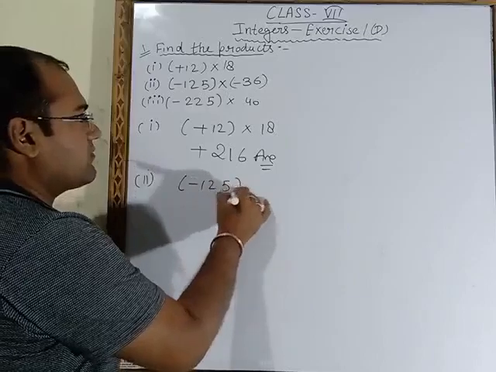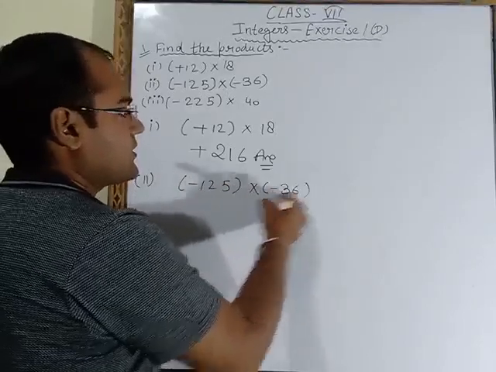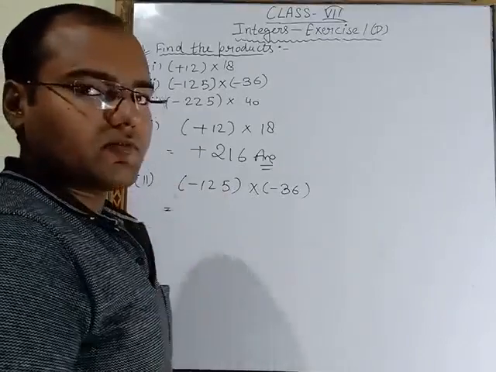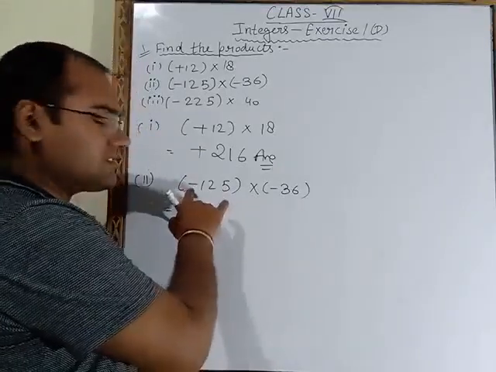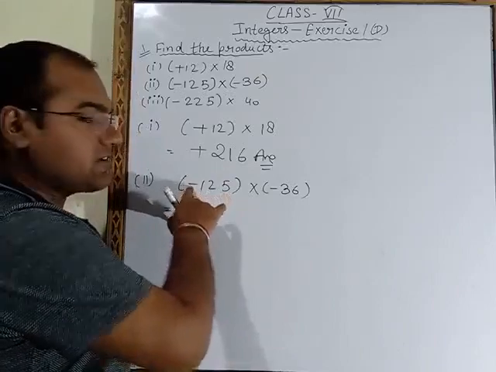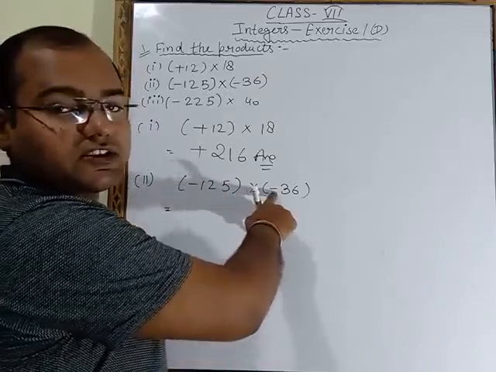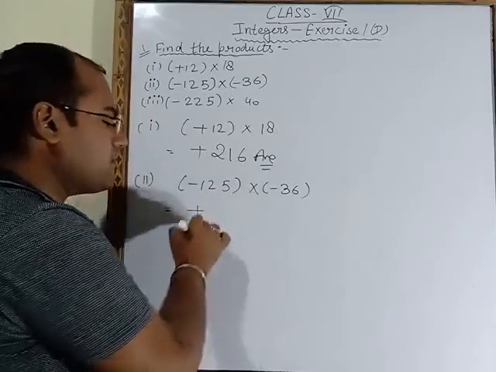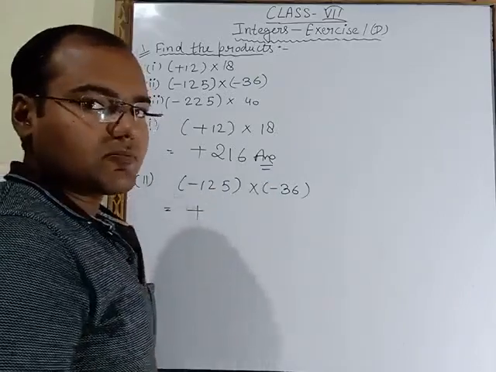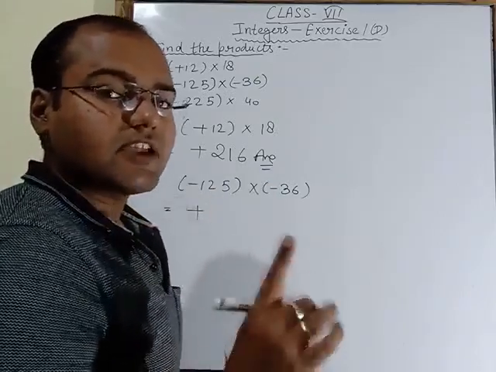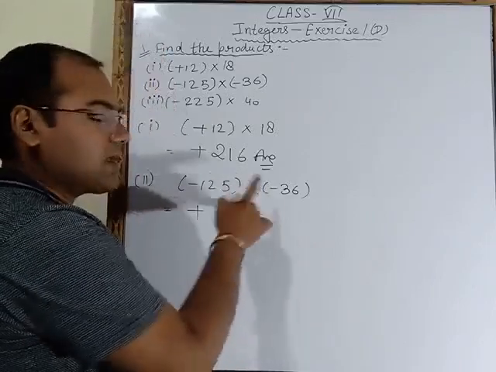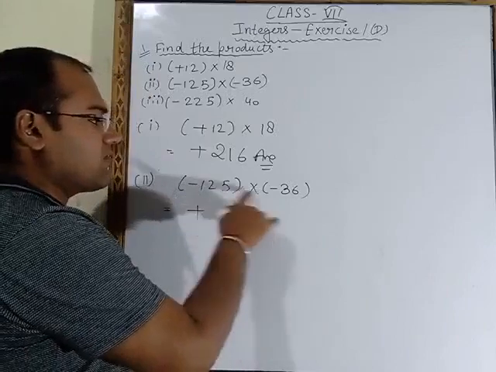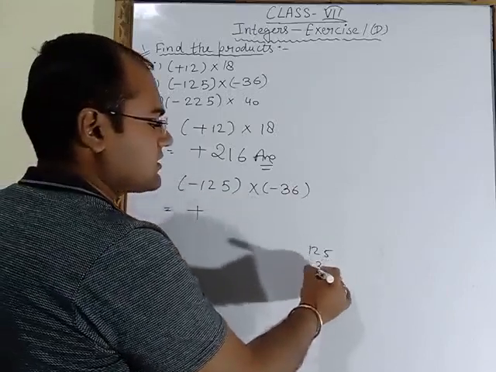minus 125 multiply minus 36. So first of all, what do you have to do? First of all, we have to multiply the signs. What is the sign here? Negative sign. Here also, what sign is coming? Negative, minus sign is coming. So minus multiply minus will become plus. Here we will not put the sign of the greater number. Which sign will we put? Minus multiply minus is plus, so we will put the plus sign. Now what you have to do? 125 multiplied with 36.